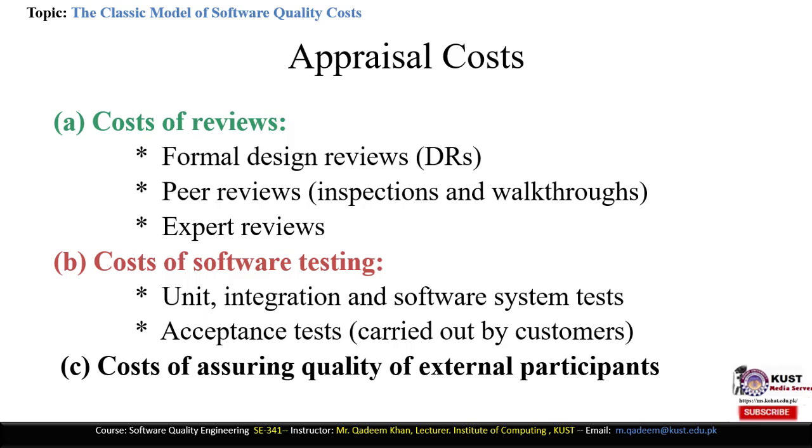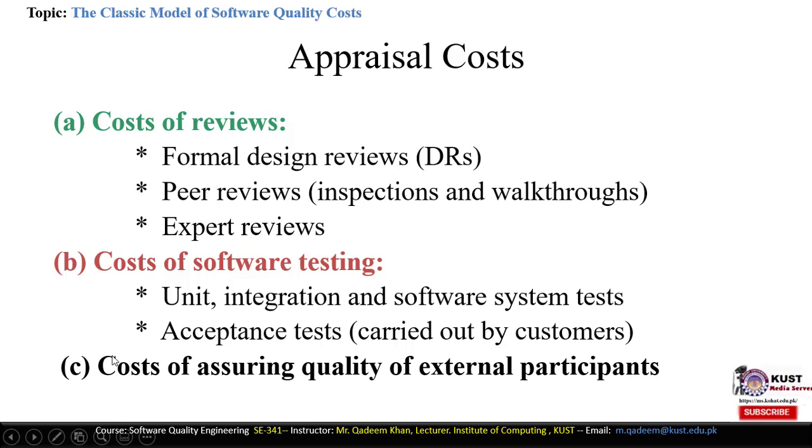The next component in the appraisal cost is the cost of software testing. These are the different costs that occur in different sorts of testing, including unit testing, integration testing, and software system testing. These also include acceptance testing, which is carried out by the customers to accept the final product when it is installed in the user or customer environment.